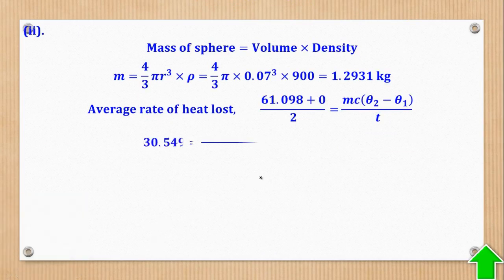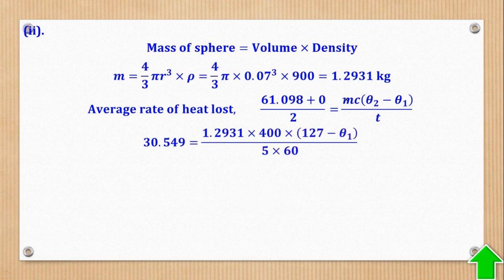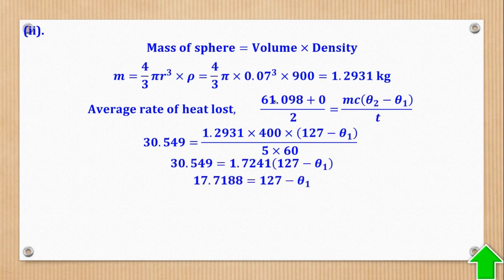So quantity of heat, you'll come and substitute. Mass is there, specific heat capacity is there, theta 2 is there, theta 1 we don't know, time is 5 minutes, convert to seconds. Then next is to simplify, open brackets, and make theta 1 the subject to give you the answer they wanted.